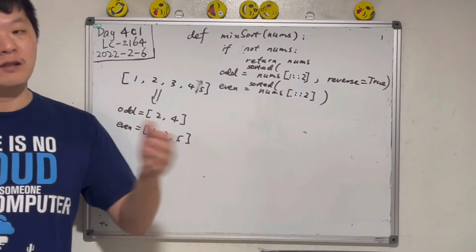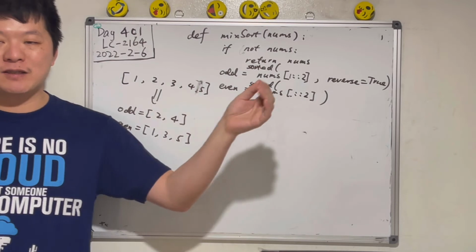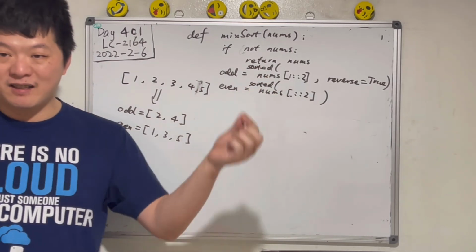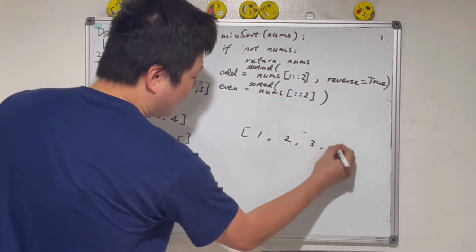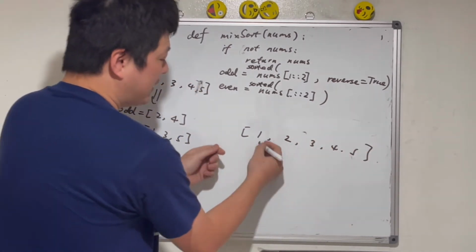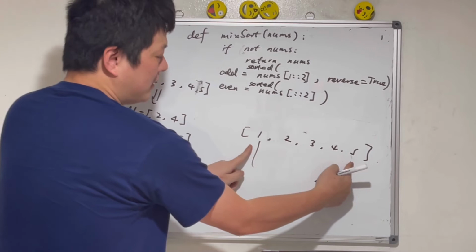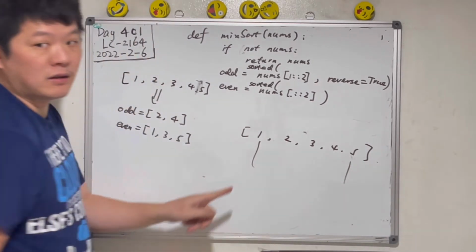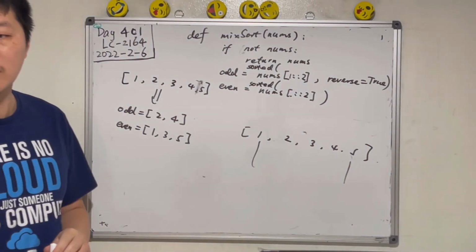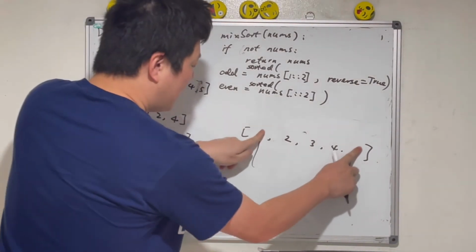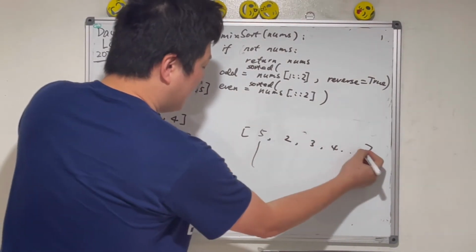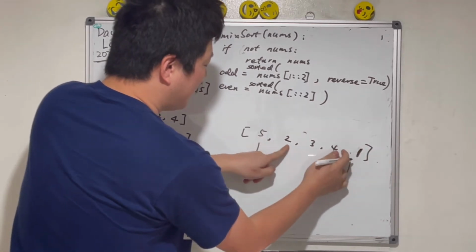Colon, colon, minus 1. Or we can do that two-pointer thing. You know the two-pointer thing: 1, 2, 3, 4, 5. How do we swap? Look, swap them and reverse them. And then we move it. Swap.